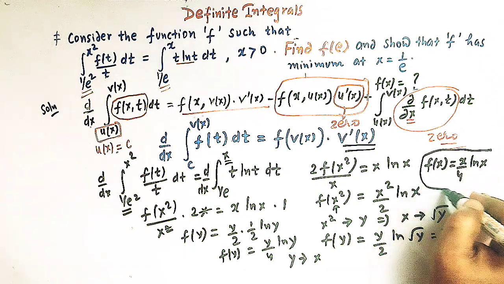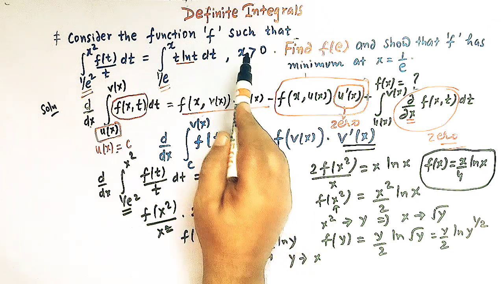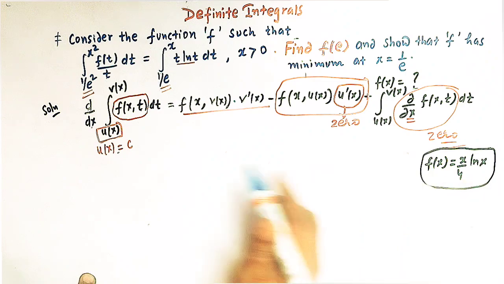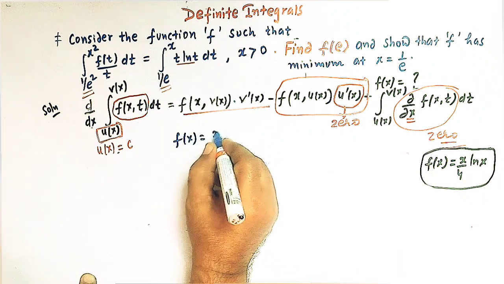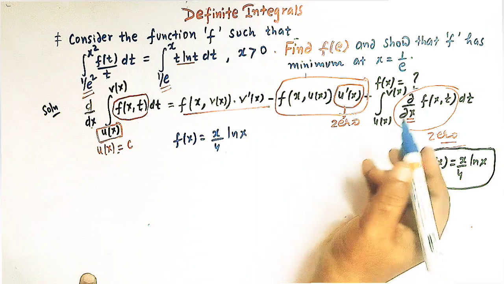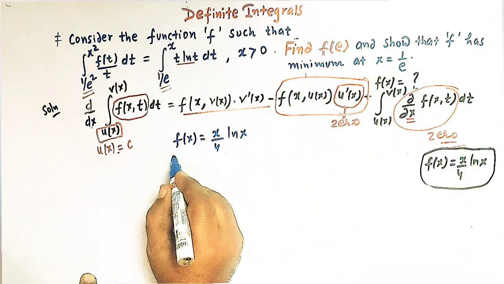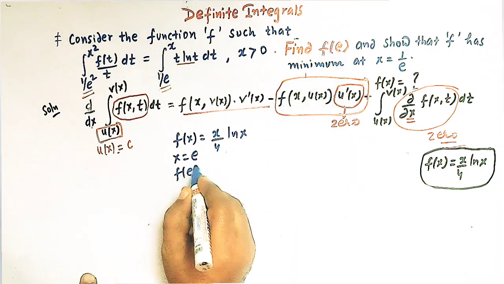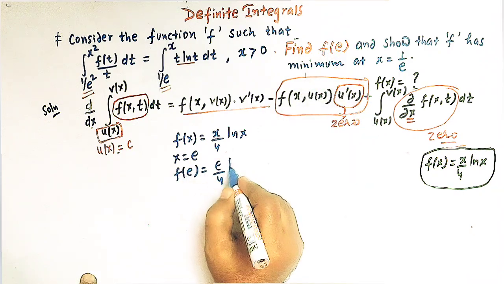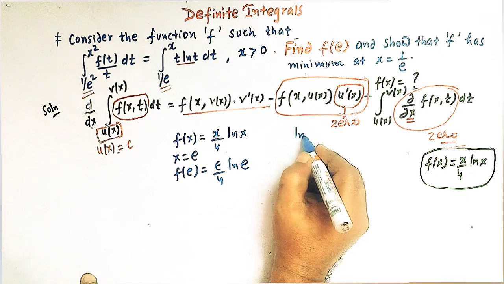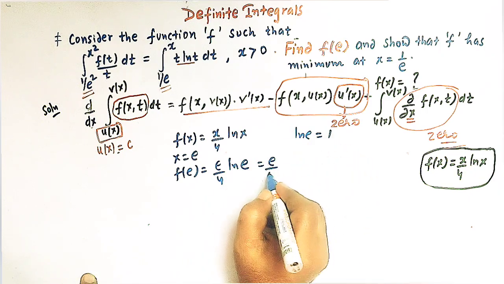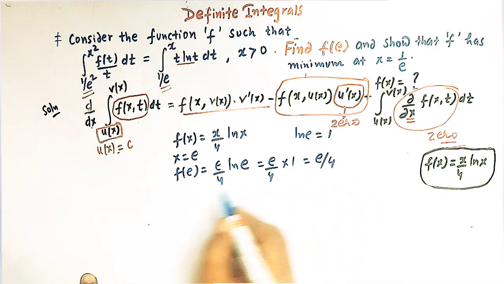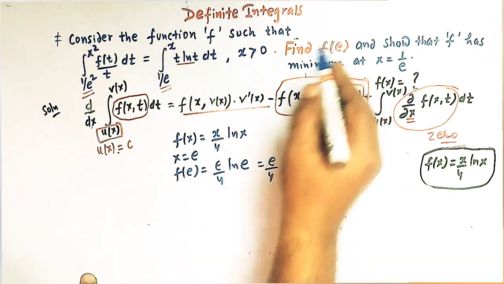So this is our function f of x where x is greater than 0. So now our function f of x is x over 4 times natural log of x, and taking x is equal to e, we can find out the value of f of e. So f of e is equal to e over 4 times natural log of e, and natural log of e is equal to 1. So we have e over 4 times 1, that is e over 4. So this is the value of f of e.